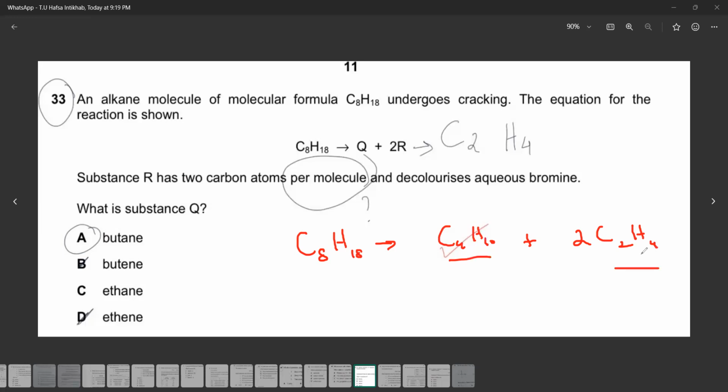So the equations are in terms of molecules as well. One molecule of C8H18 gives one molecule of C4H10, and it gives 2 molecules of C2H4. That's why in this case, the molecules represent the number of moles. But from a calculation point of view, 1 mole contains 6.02 × 10^23 molecules.